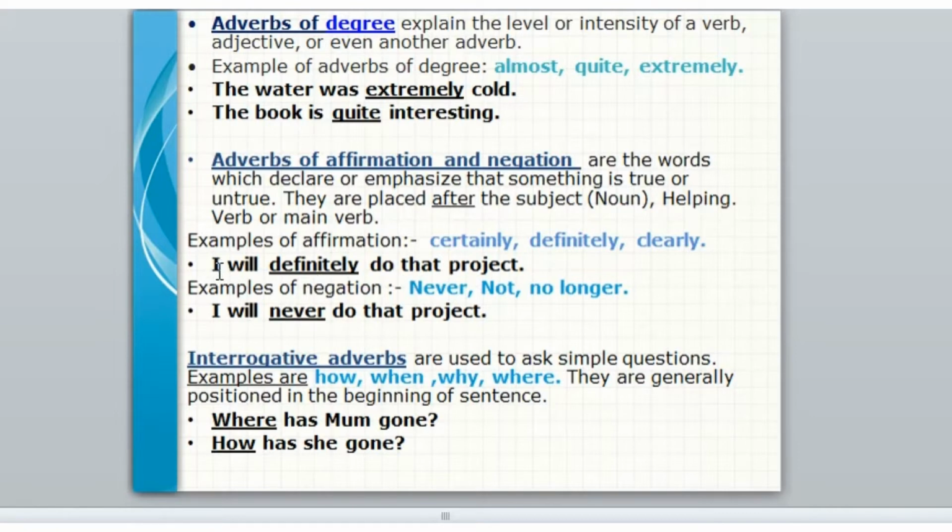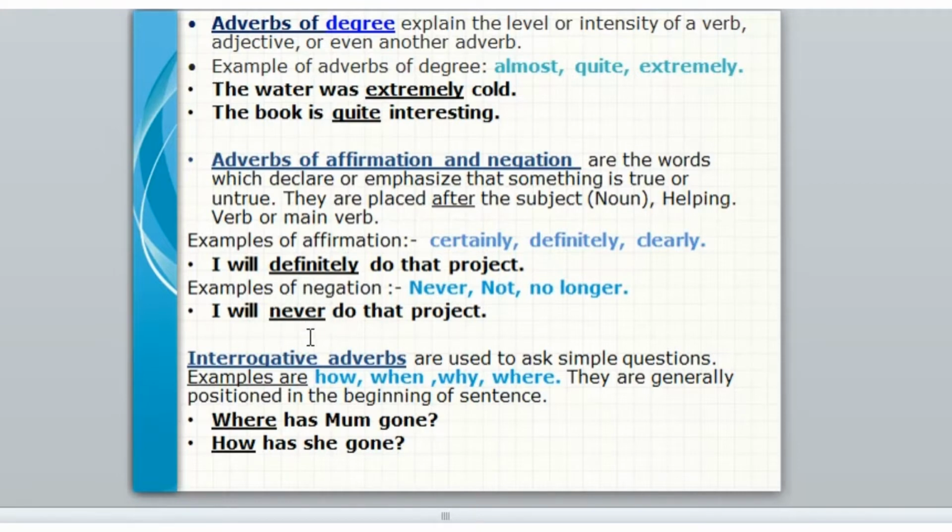I is the pronoun, that is the subject of the sentence. Will is the helping verb and do is the main verb. Now you see, students, how they're positioned. They're positioned between the helping verb and the main verb, okay? Come to next example. Example of negation. The words are never, not, no longer. These words are used when someone doesn't want something to happen. For these, we use these kinds of adverbs. Negation adverbs, okay? I'll show you more examples. I will never do that project. You see never here. Same way it is placed. Positioning is the same, and never means you never have plans to do something.